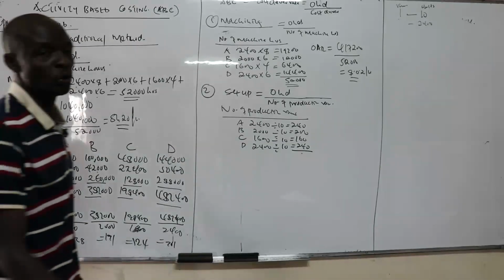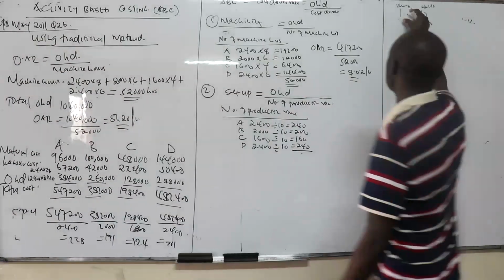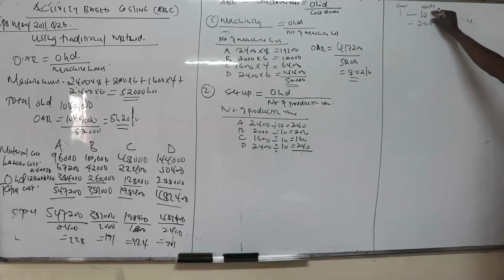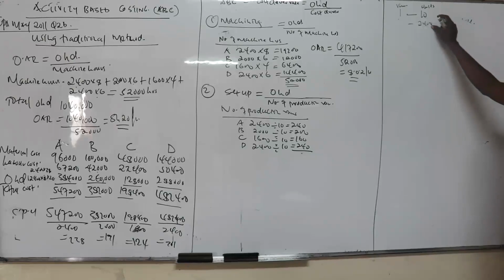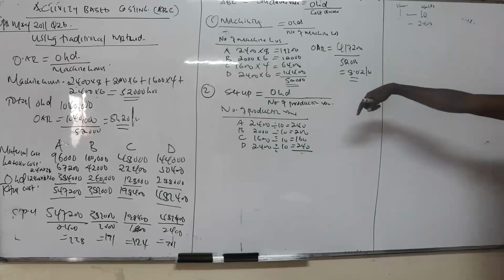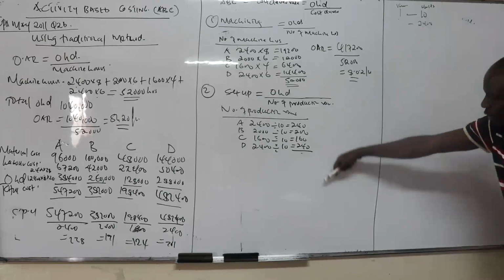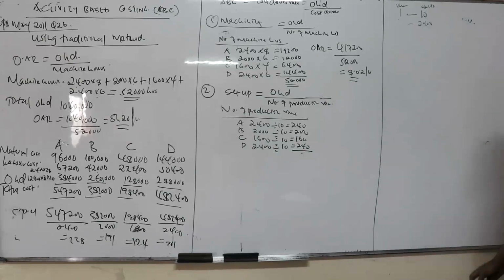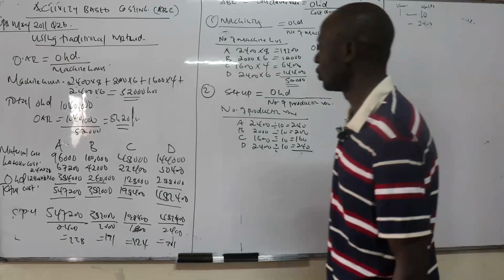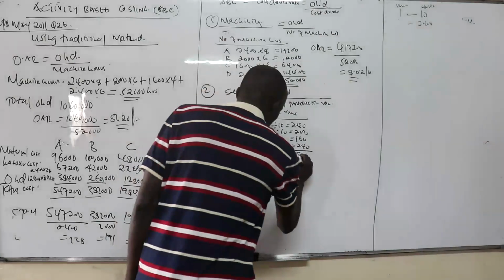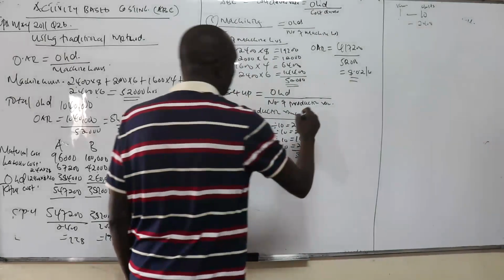So you've been told in note number 1, one production run is equivalent to 10 units. Now if you're producing 2,400 units, how many runs are those? You divide by 10, you get 240. Then you sum them all together. So the total number of production runs is 840.